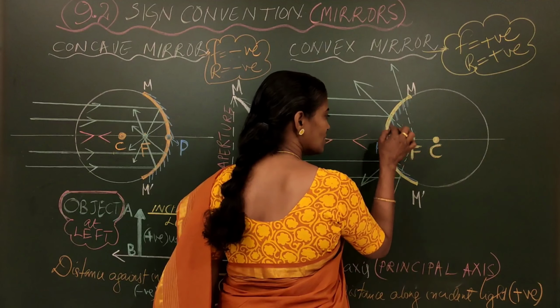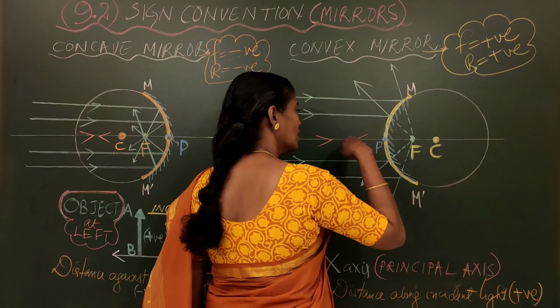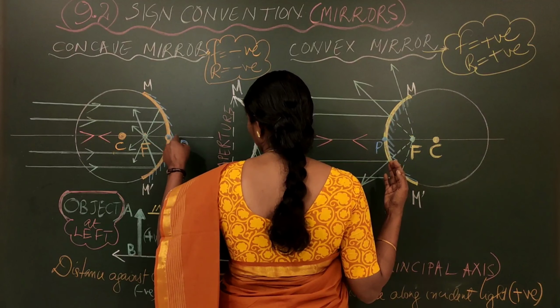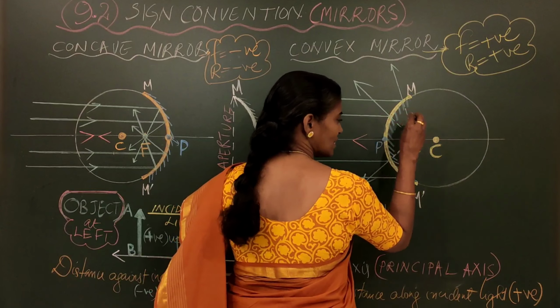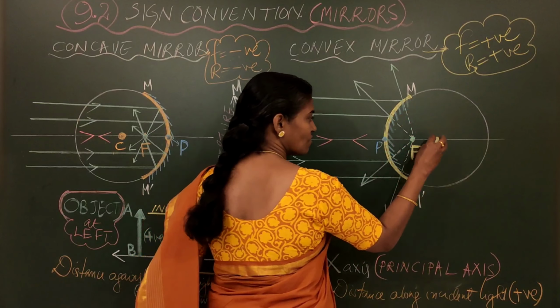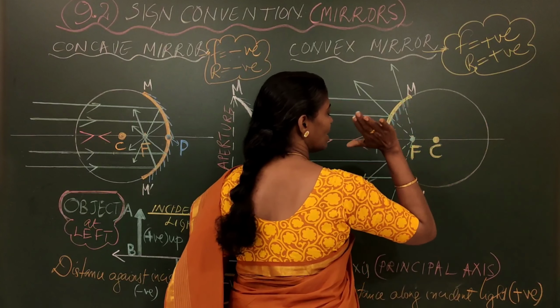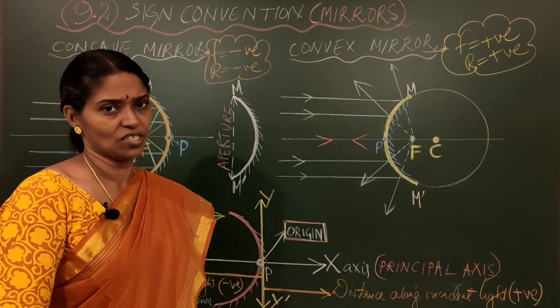For the radius of curvature, from P to C, look at the point F. It is on the opposite side here. In the concave mirror you can see the pole here and the focus at the left. In the convex mirror, the pole is here and the focus at the right. So the center of curvature is at the right, and P to C along the incident light is positive. So F is positive and R is positive.